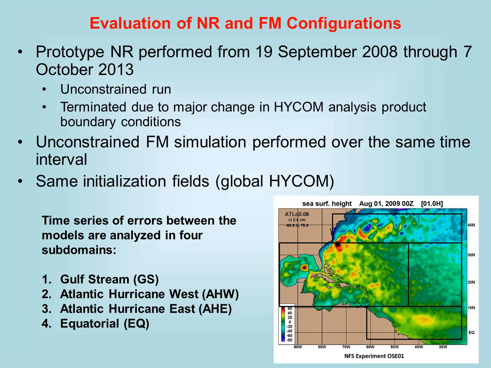To show evaluation results here, we performed a prototype nature run from 19 September 2008 through 7 October 2013. This run is unconstrained. We terminated at that time because there was a major change in the analysis product, which we use for boundary conditions, a change to force into a new atmospheric model. So we decided to just rely on a 5-year period for our first round of OSSEs.